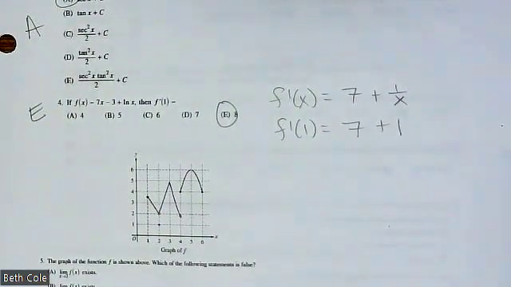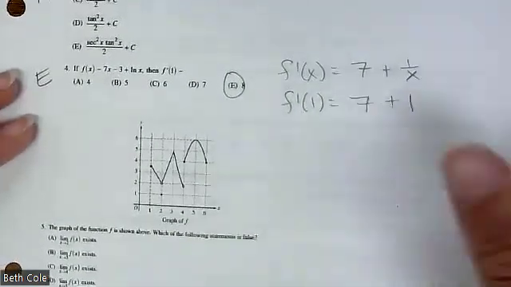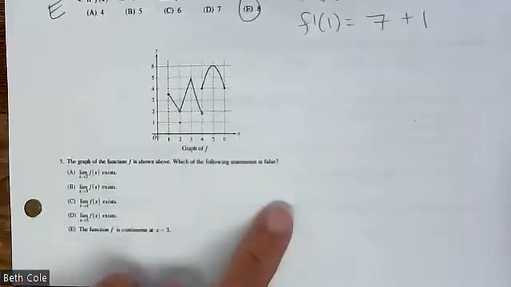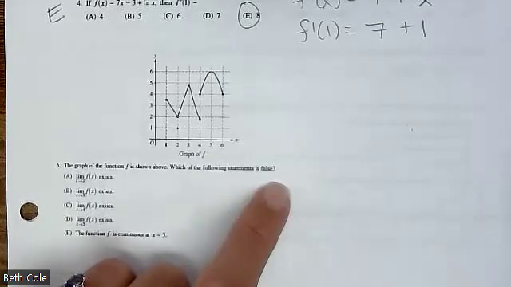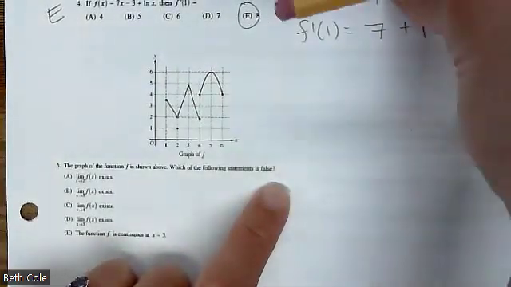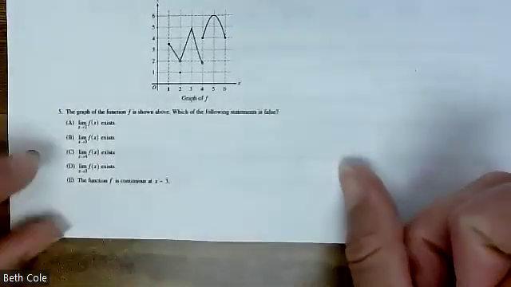Doing okay so far? Good. All right. The graph of the function f is shown. Which statement is false? So be really careful. We're going to go do true, false for all of them, and then pick the one that's false.